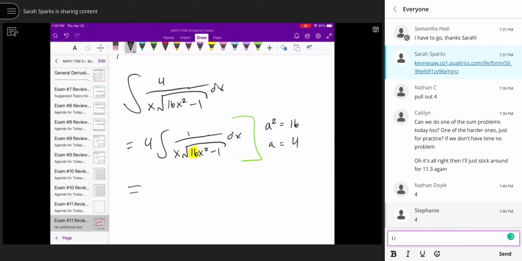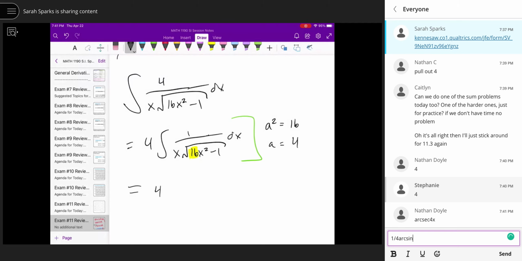1 over 4. It's one of our memorized ones. Yeah, it's going to be arcsecant 4x. That's exactly right. Plus c.